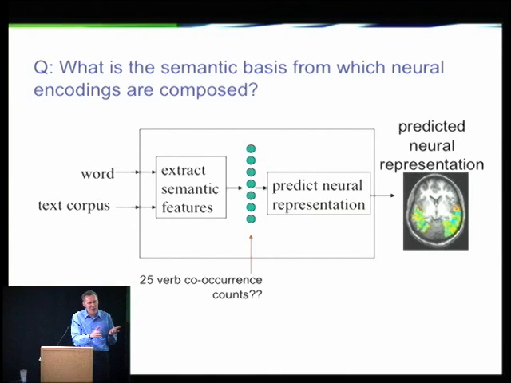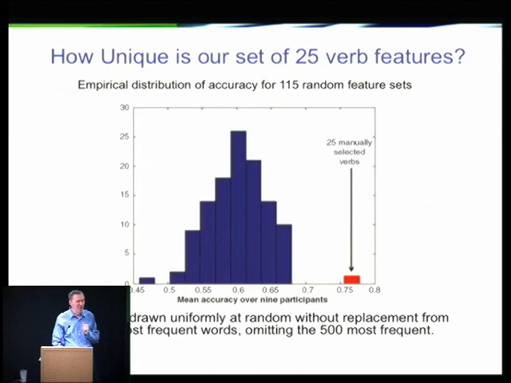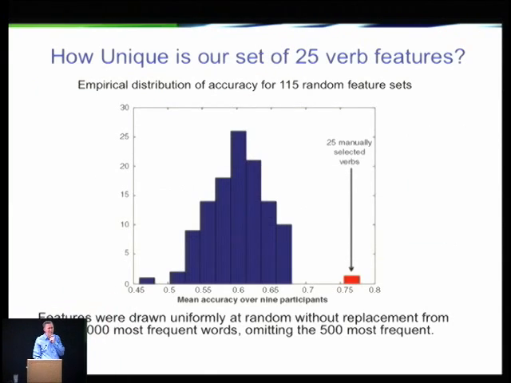But we just made up those 25 words. So what about alternatives? The first thing we did was generate other lists of 25 words taken from the 10,000 most frequent words in English, and they don't do so well. So the red block over there is our 25 verbs, and this histogram shows the accuracies of other sets of 25 randomly selected words out of frequent words. Okay, so there's something going on here with our verbs.